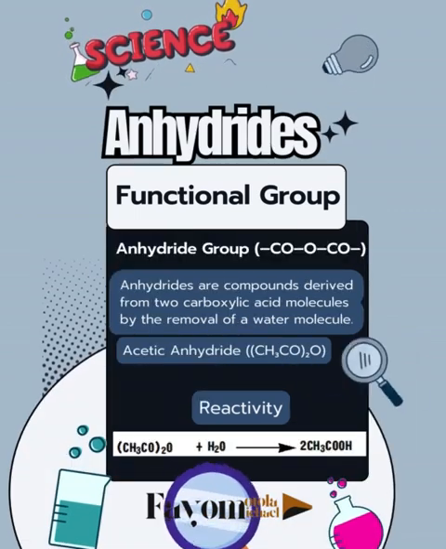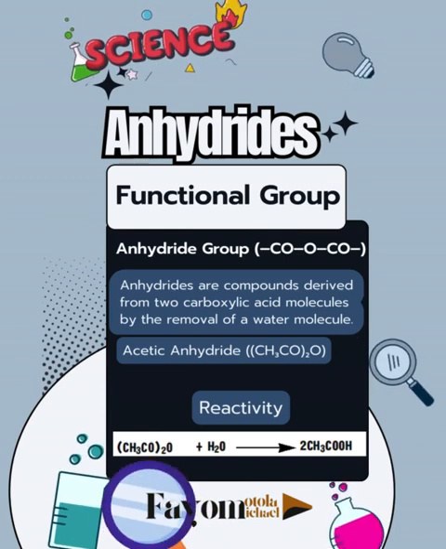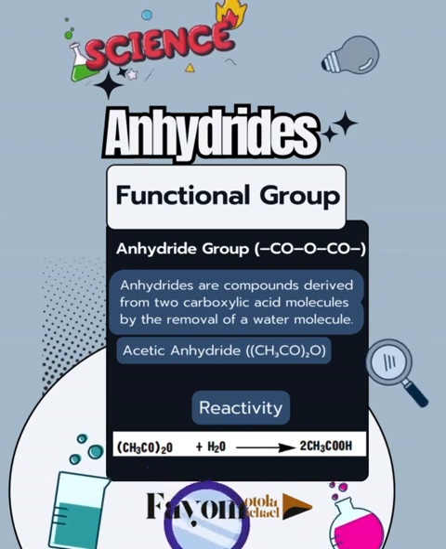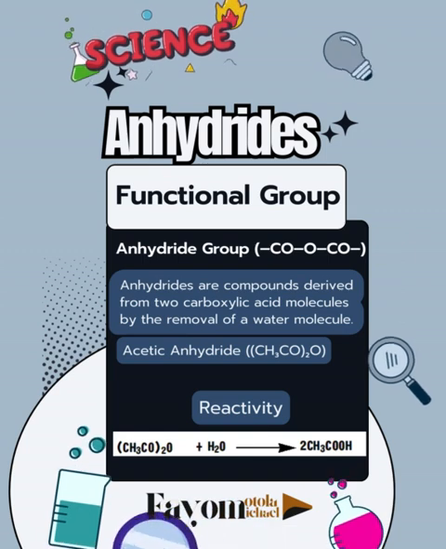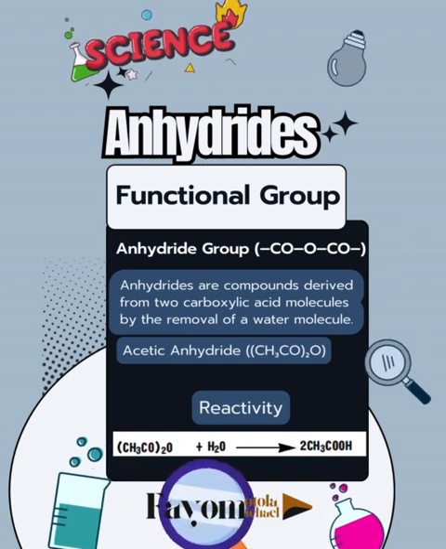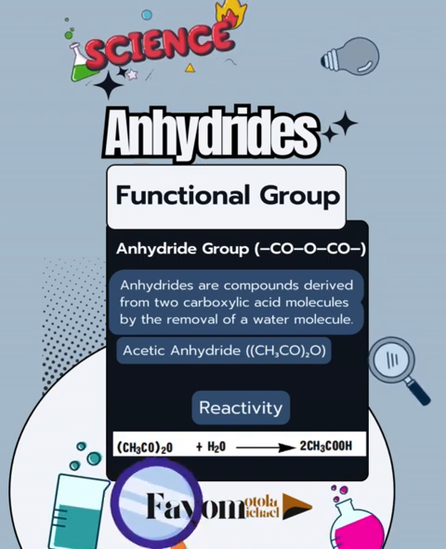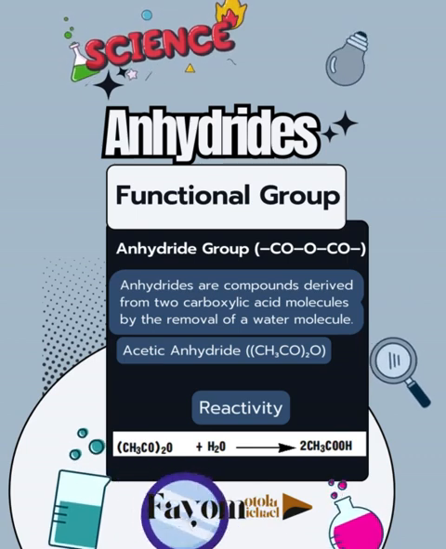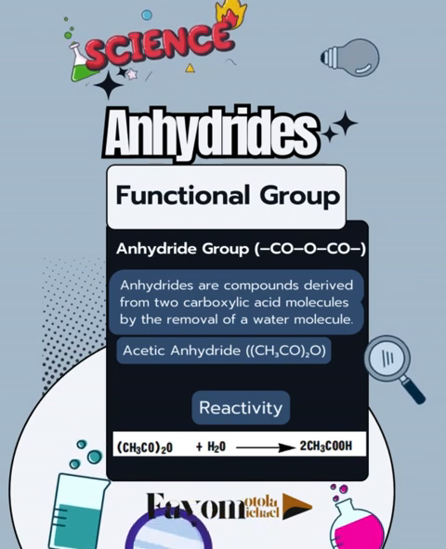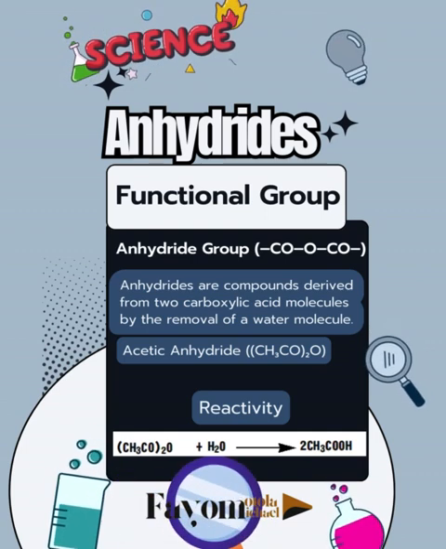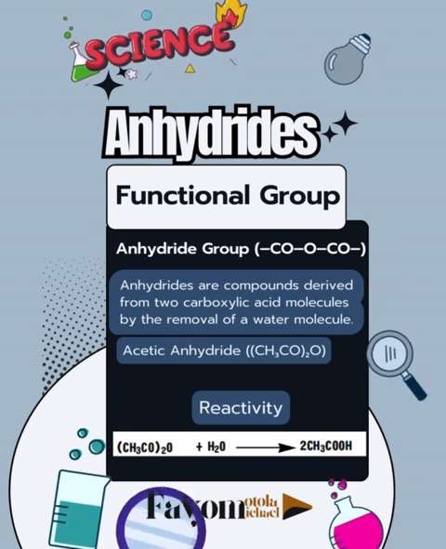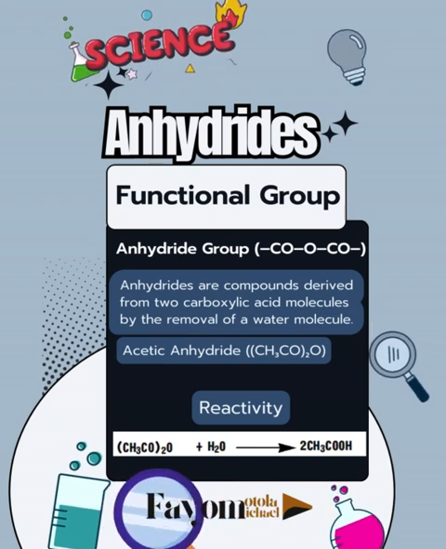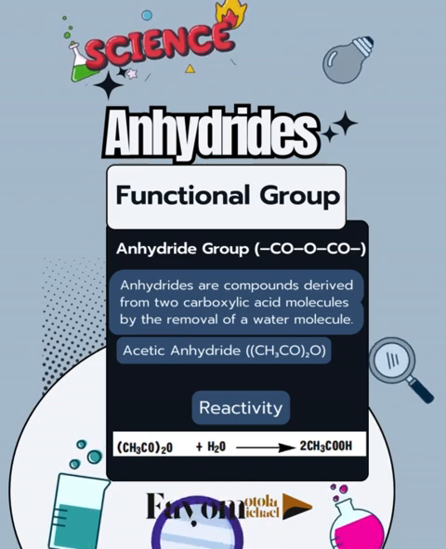Then lastly, anhydrides. These highly reactive organic compounds have the general molecular formula of RCOOOCOR. They are derived from two carboxylic acid molecules by the removal of a water molecule, and they are highly reactive. Anhydrides are used in the production of acetylating agents, like acetic anhydride for manufacturing aspirin, and some are used in the manufacture of cellulose acetate. They undergo reactions like acylation and hydrolysis. These functional groups and their associated classes of organic compounds are essential for understanding the characteristics and the reactivity of these compounds.